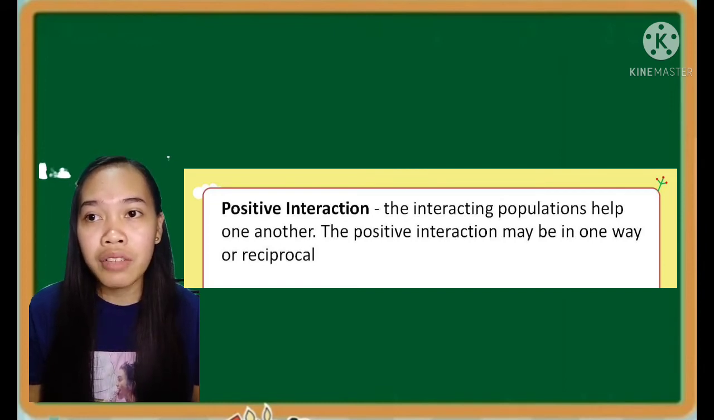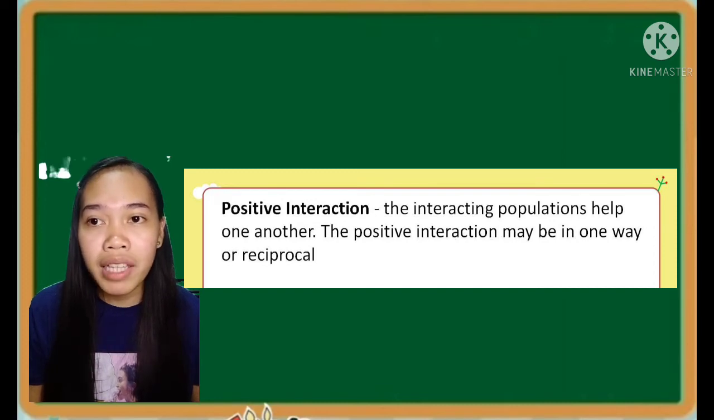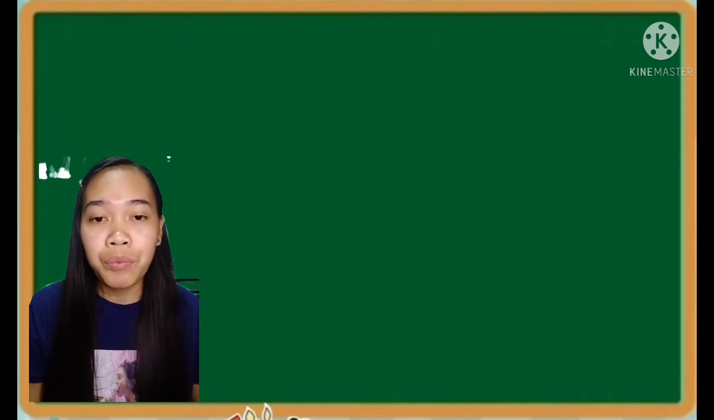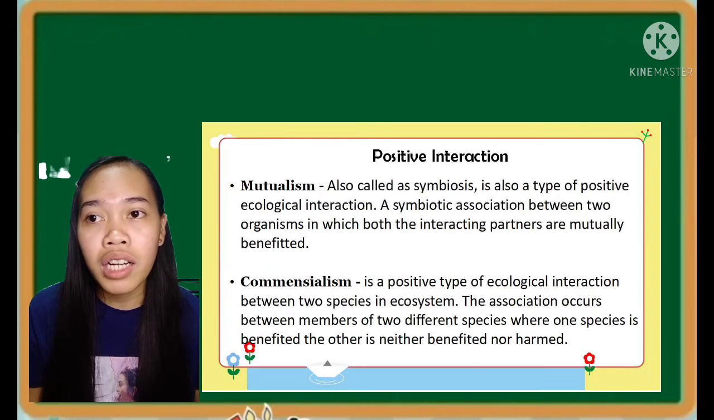The benefit may be in respect of food, shelter, substratum, or transportation. The positive association may be continuous, transitory, obligate, or facultative. The two interacting partners may be in close contact in such a way that the tissues are intermixed with each other, or they may live within a specific area of the other, or attached to its surface. So there are different types of positive population interactions. The following is mutualism.